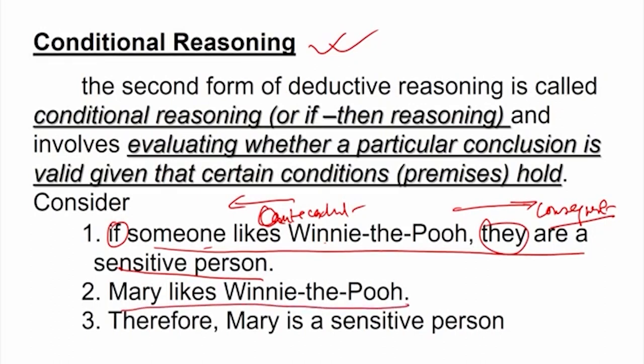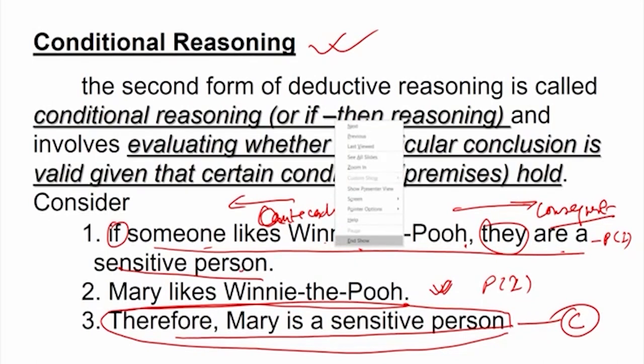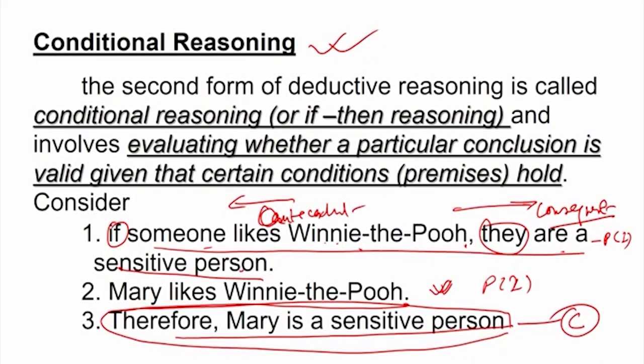And then there is a second statement, a second premise, which says that Mary likes Winnie the Pooh. Given that this is premise 1 and this is premise 2, is this conclusion valid or not? Therefore, Mary is a sensitive person. What do you think? You would realize that this conclusion is true, because someone who likes Winnie the Pooh is a sensitive person. Mary likes Winnie the Pooh, so she has to be sensitive, because most people who like Winnie the Pooh are sensitive persons, and this kind of reasoning is called conditional reasoning.